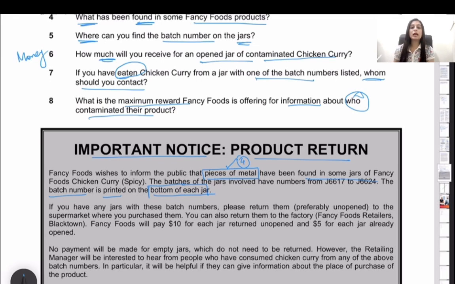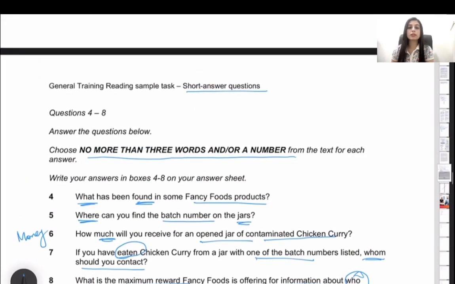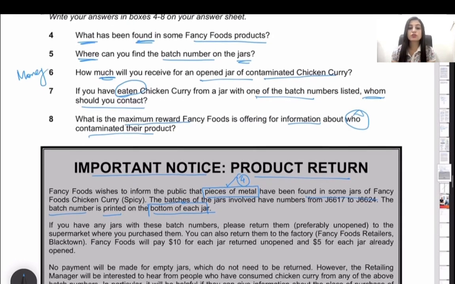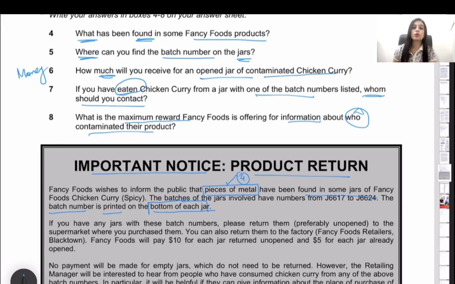So what will be the answer here? Again, you need to understand that you have to follow the instructions. The question says, where can you find the batch number on the jars? And the answer would be bottom. You can just write the word bottom. Where can you find the batch number of the jars?